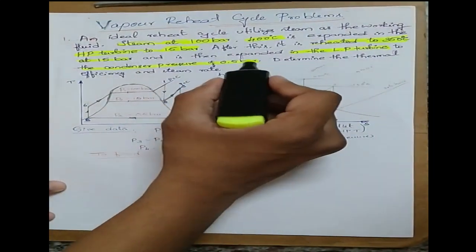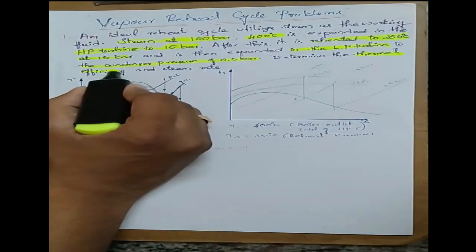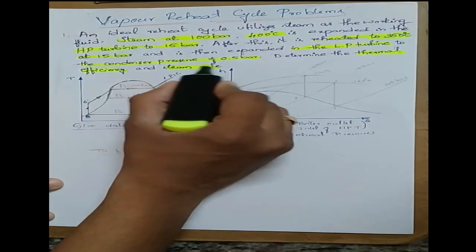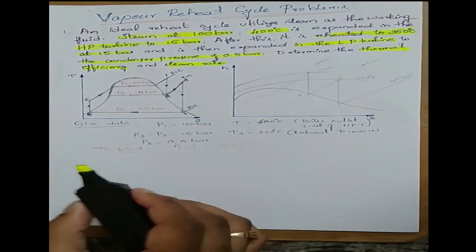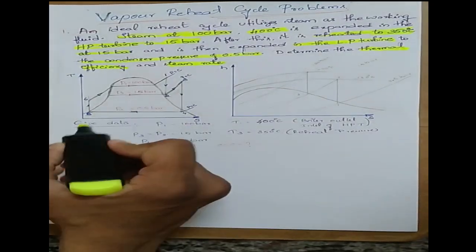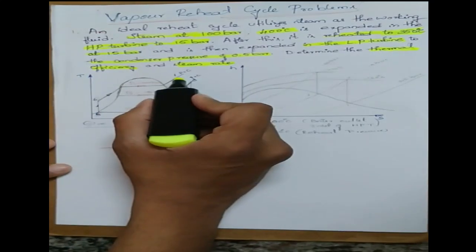With the help of this given data, I have to find the thermal efficiency of the cycle and the steam rate of the cycle. Okay, so first I have already drawn a TS diagram of this. See, TS diagram, this is 1.